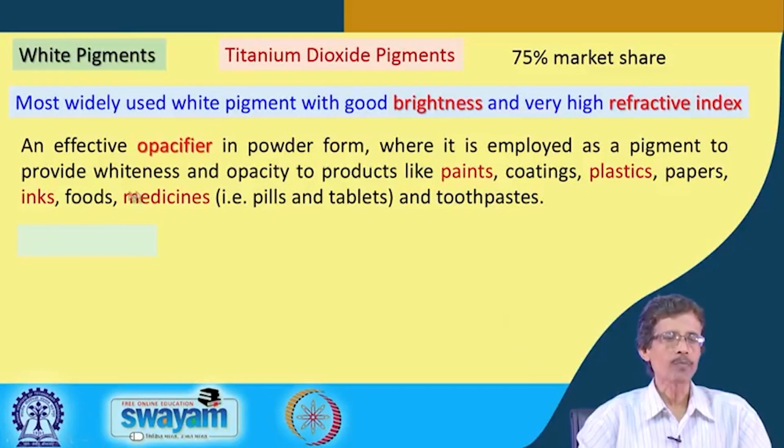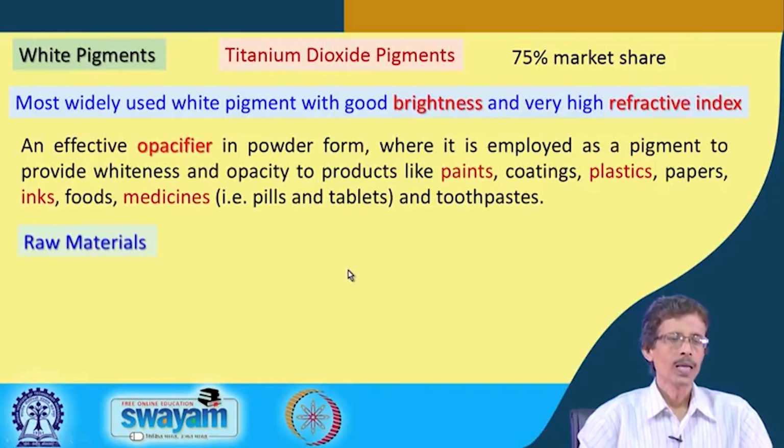It is employed as a pigment and provides whiteness and opacity to paints, coatings, and plastics, then paper, the white papers also, and whitings, the foods, and the medicines for different types of pills and tablets at a particular concentration which should not be harmful for your health, and the different toothpastes which are white in color.